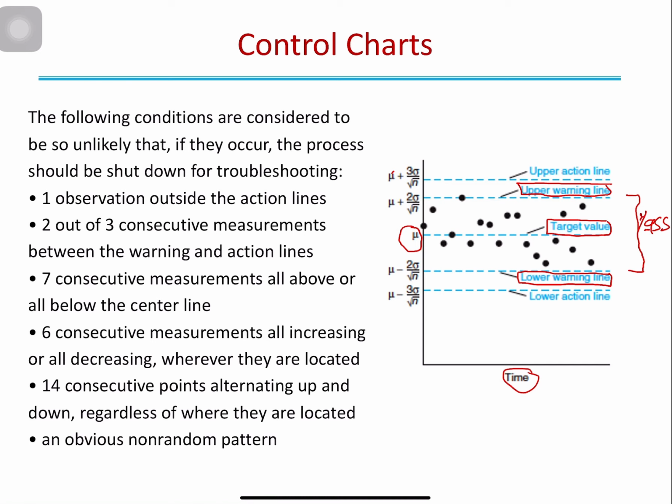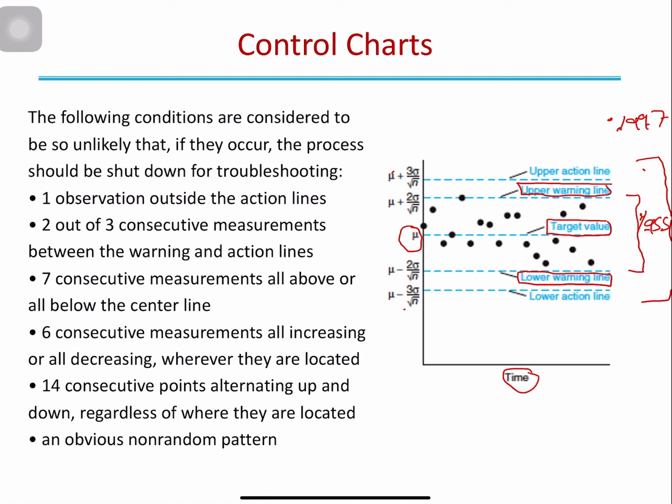There are also the upper and lower action lines. The value here is the mean plus 3 standard deviations over the square root of n for the upper action line, and minus for the lower action line. For a Gaussian distribution, 99.7% of all the values should be between the upper and the lower action line. So only 0.3% are expected to be outside the action lines.